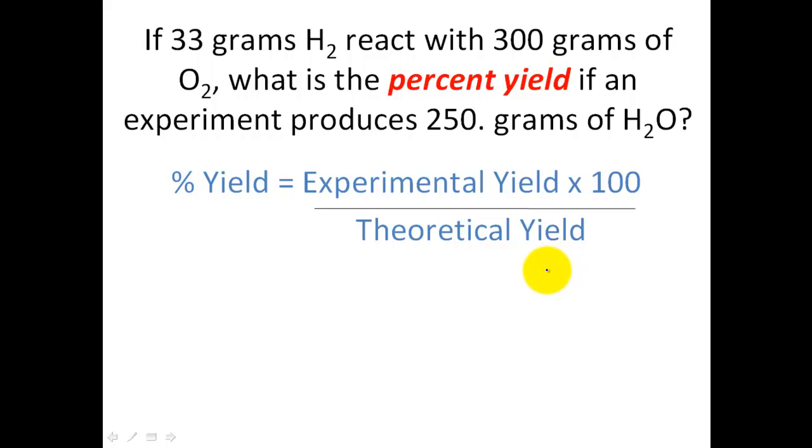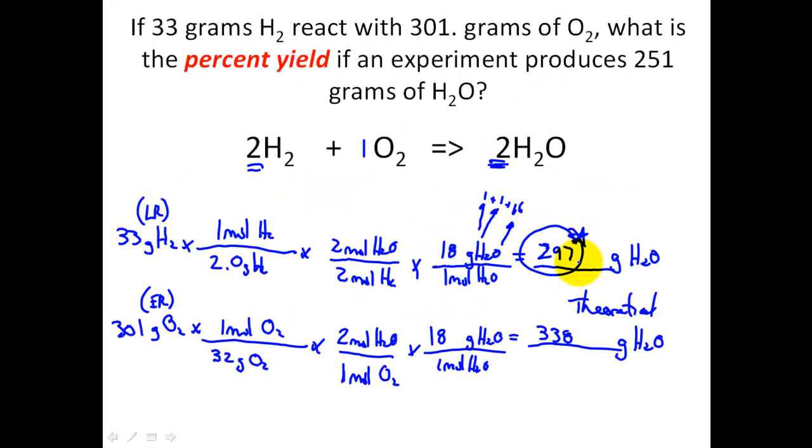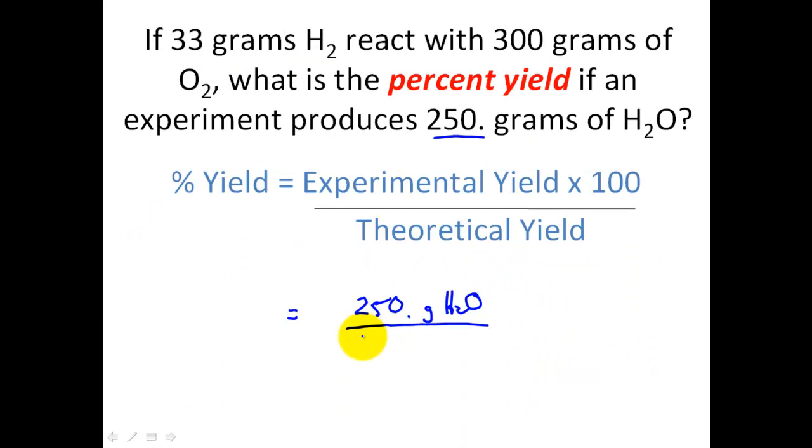So when I try to find out what the percent yield of my reaction is, well, percent yield equals the experimental yield, which was 250 grams. So the experiment yielded 250 grams of H2O. In theory, I should have produced, let's backtrack to the last slide, 297 grams. That's what I should have produced. So the experiment did have some flaw. I did not produce as much as I really should have. So 297 is what I should have produced. And this whole thing we multiply by 100 to find out what my percent yield is.